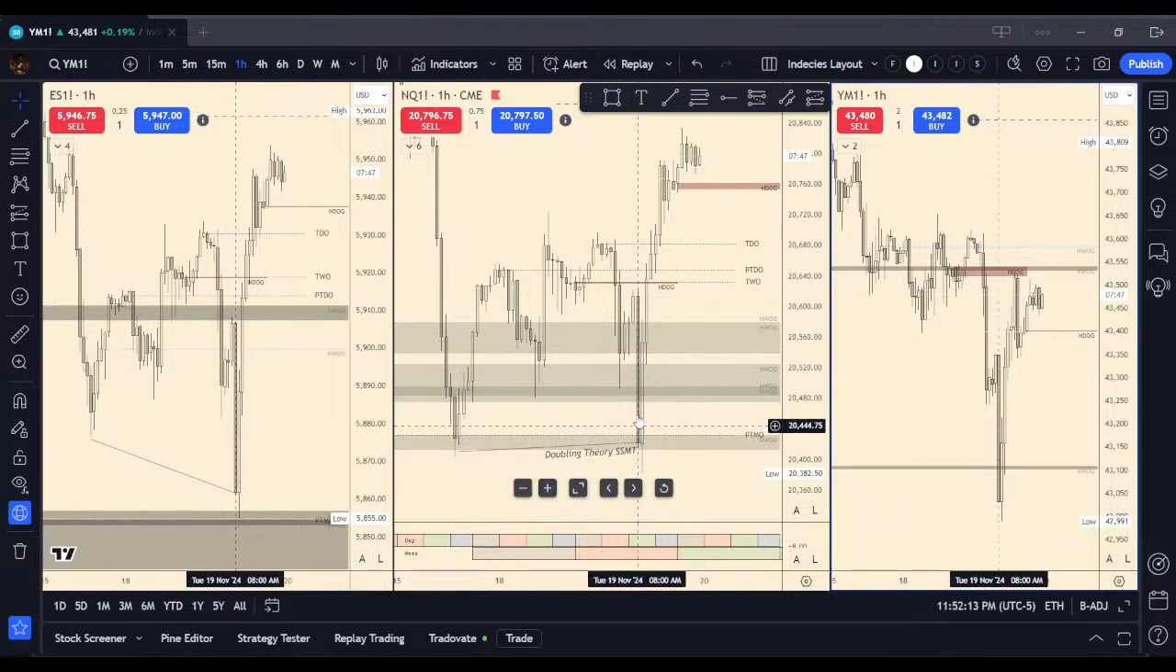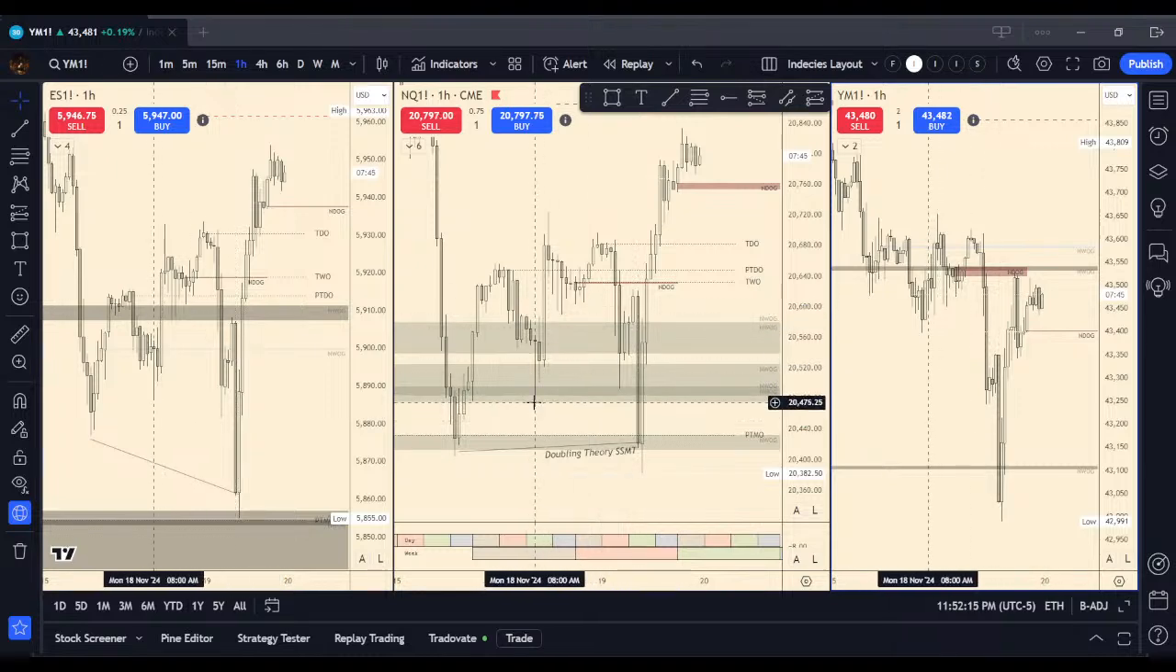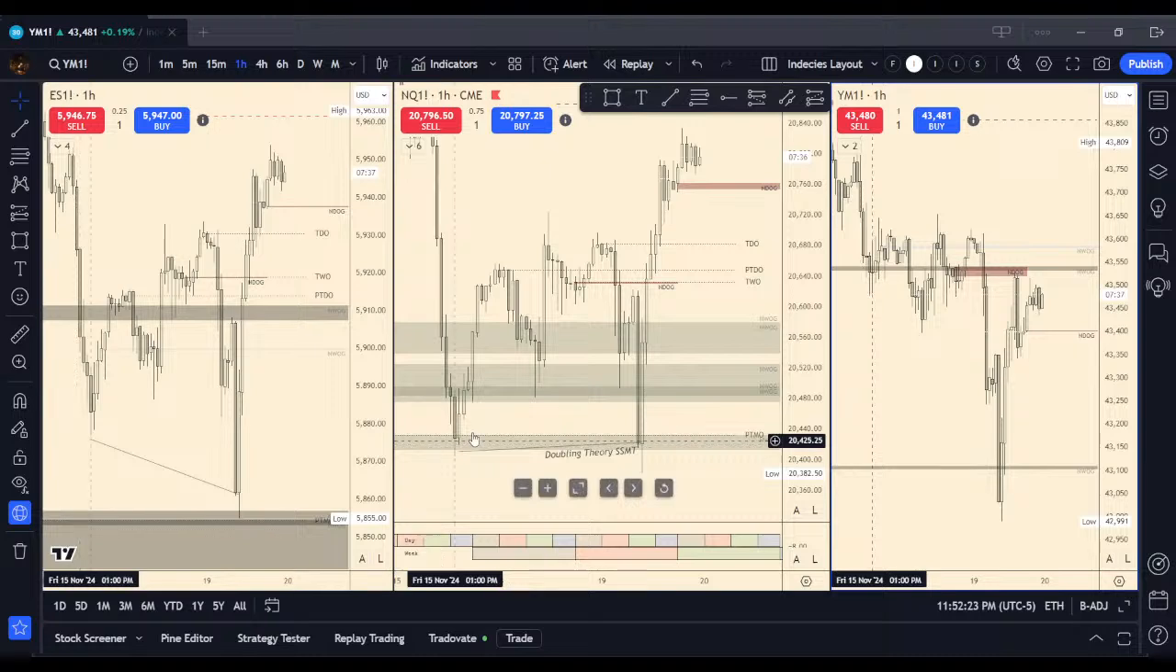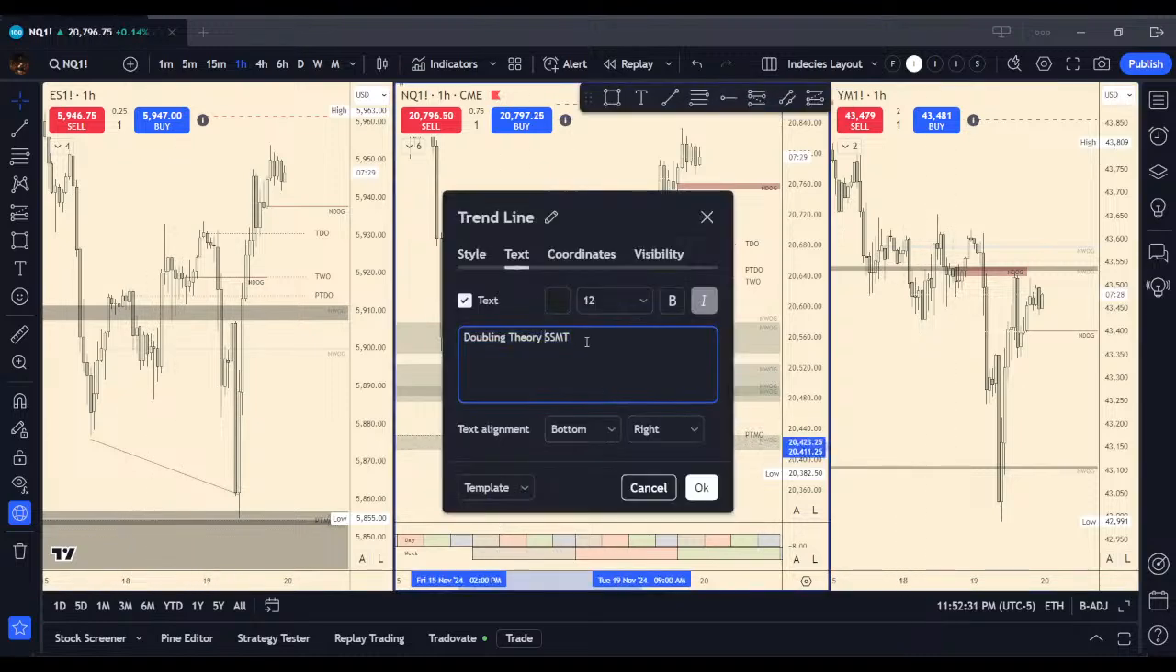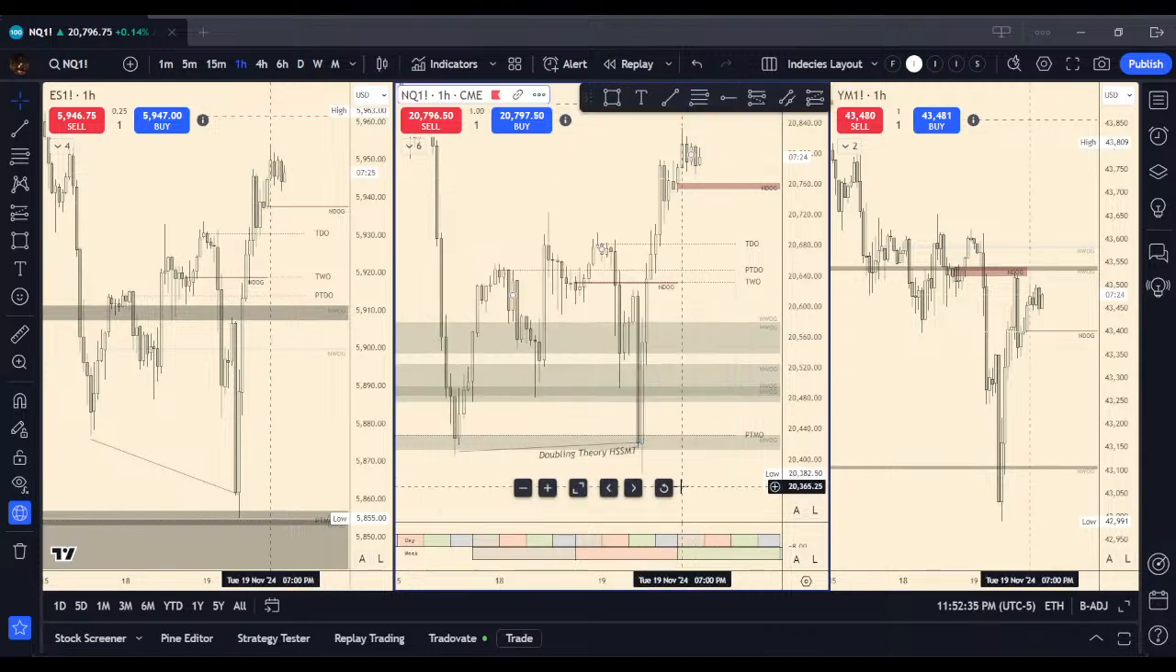It is referencing the previous quarter as well. It is still referencing Q1, but it's registering sequential SMT with this pocket of price action here. Therefore, it's not normal sequential SMT. And not only that, but this is hidden sequential SMT, to be more specific. So it's really doubling theory, hidden sequential SMT.